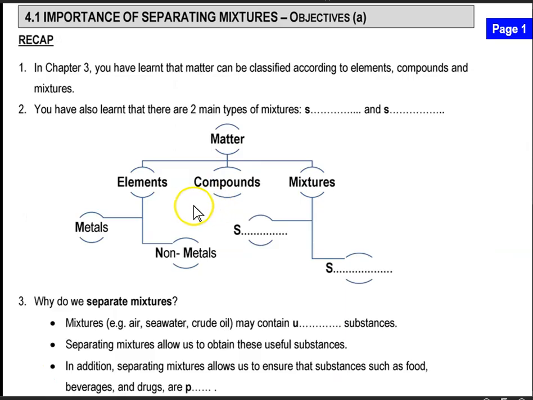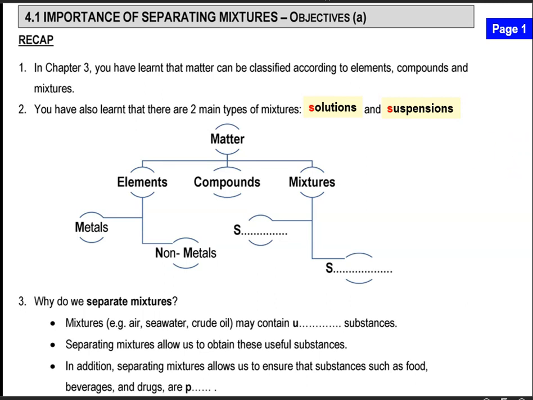Can you recall in chapter 3, we learned that matter can be classified as elements, compounds, and mixtures. We learned that there are two types of mixtures as mentioned just now. And what are they? They are solutions and suspensions. You may want to write this down now.